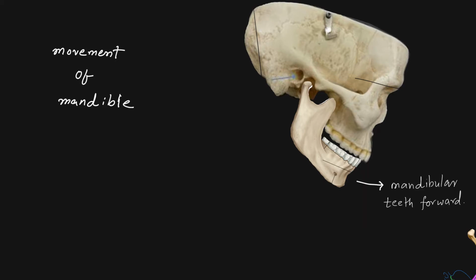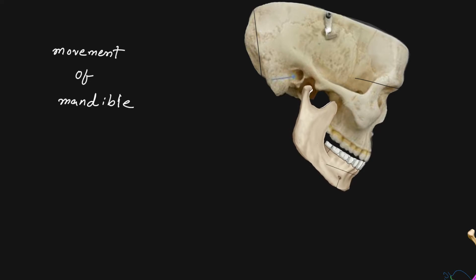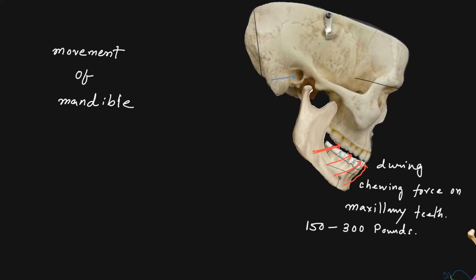Now I am taking these mandibular teeth forward. You can see here these two teeth, mandibular teeth and maxillary teeth, come in line with each other. And this is called the occlusal position, the most stable position of the maxillary teeth. Whenever we are chewing, the mandibular teeth and maxillary teeth come in line with each other, with the mandibular teeth giving force towards the maxillary teeth for the chewing process. And this force is up to 150 to 300 pounds.